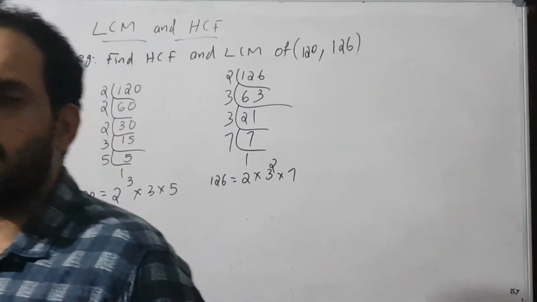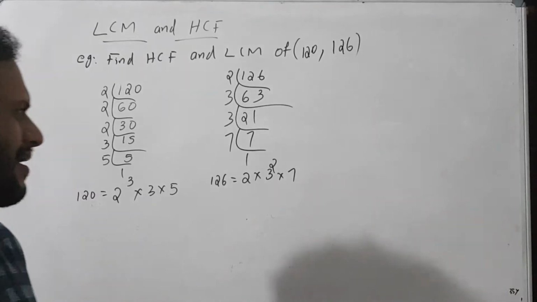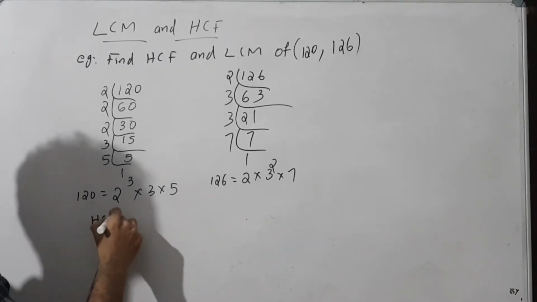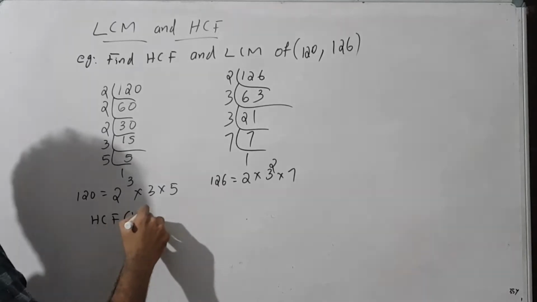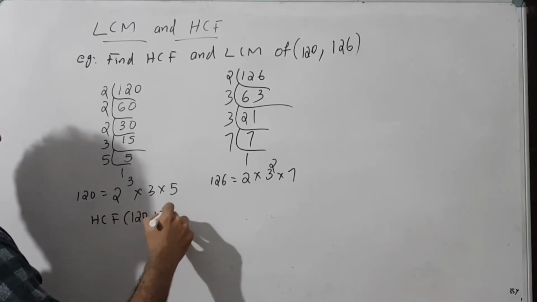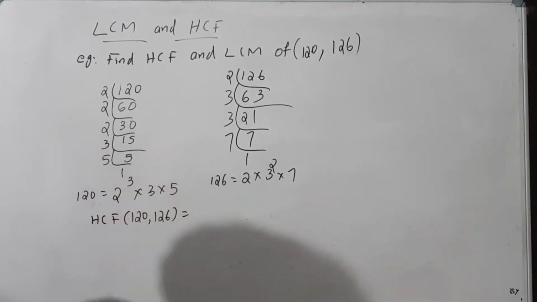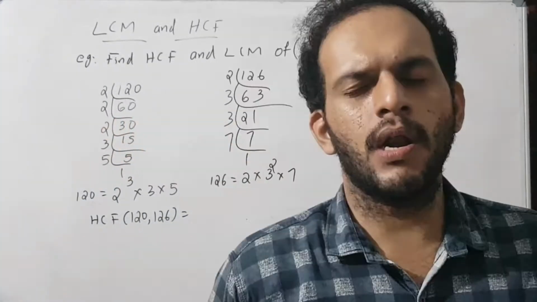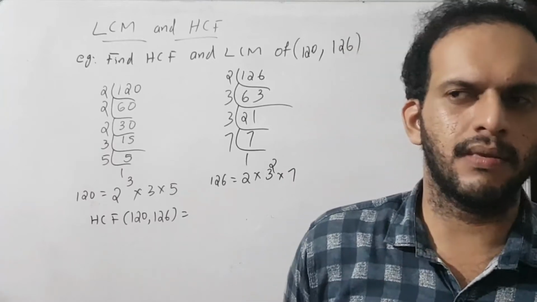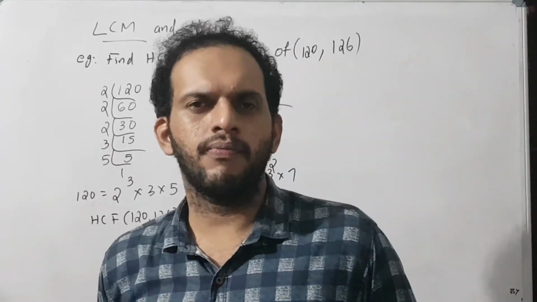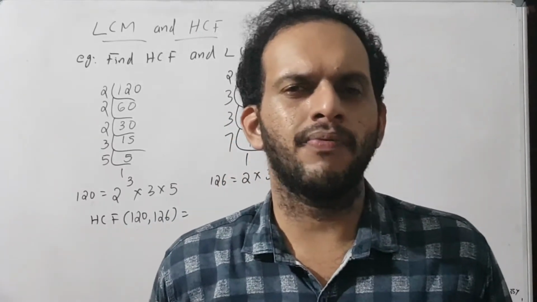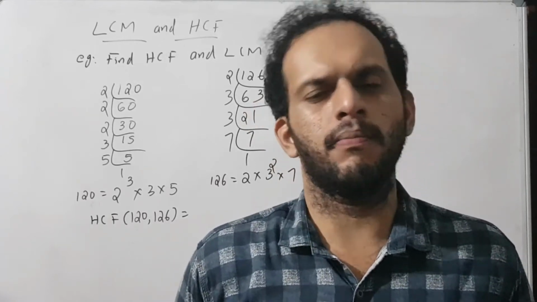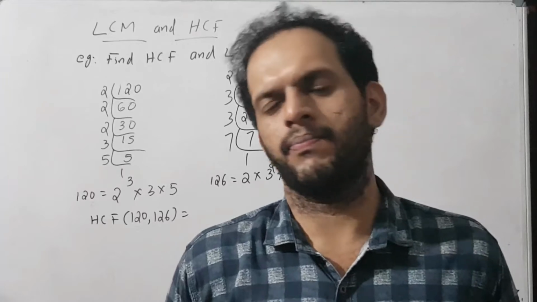So next, we want to find the HCF. What is an HCF? HCF of 120 and 126 is equal to what? HCF is a product of the smallest power of each prime factor involved in the numbers, occurring in the numbers.